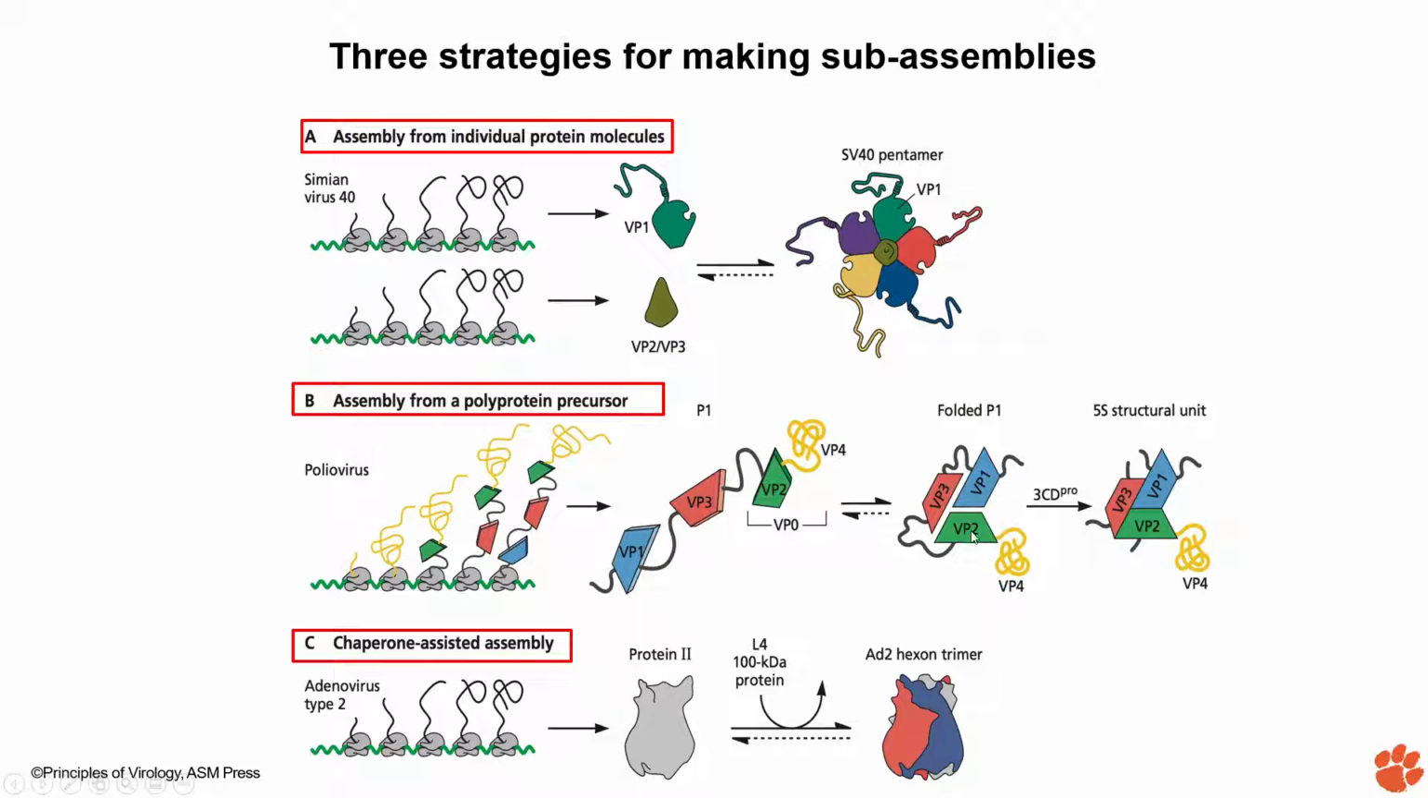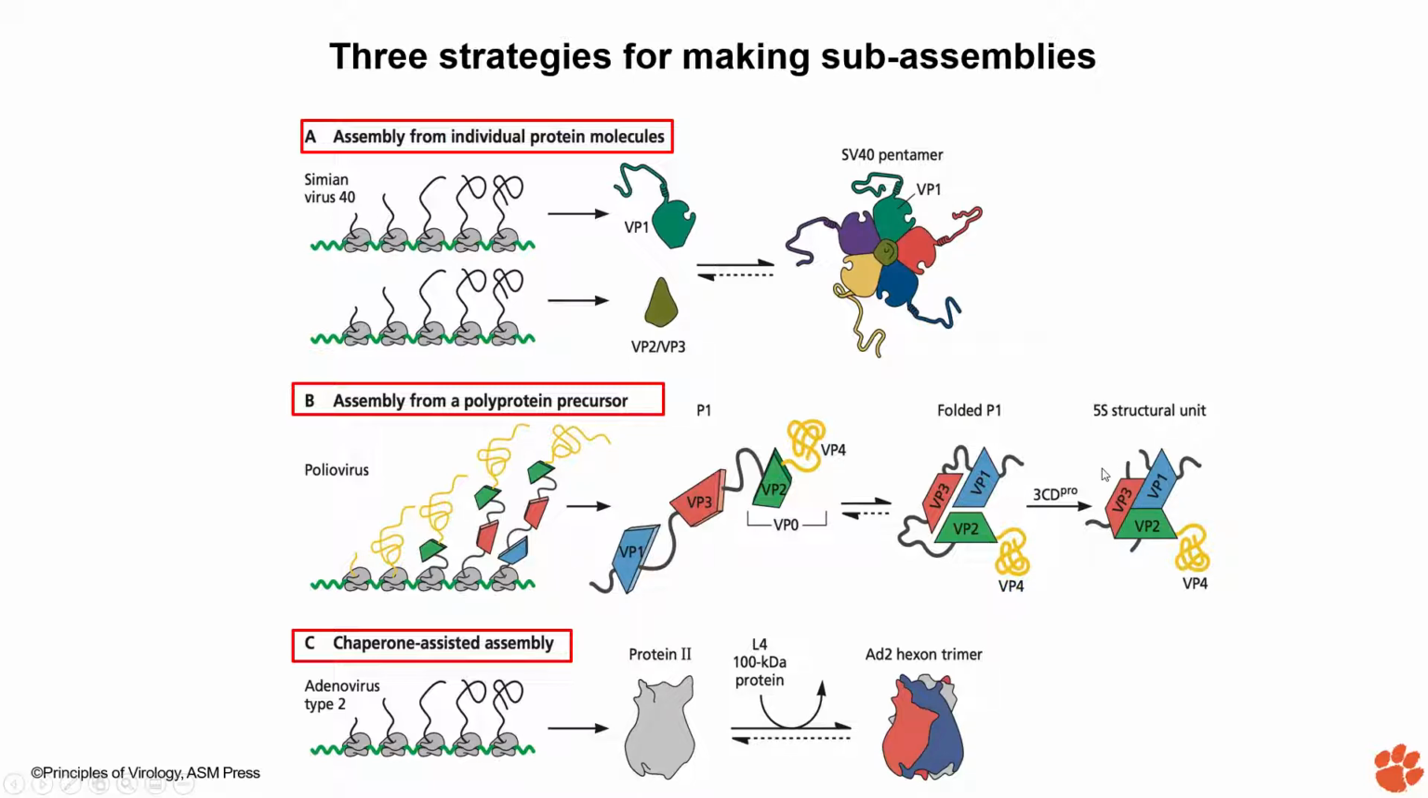And when VP1, 2, 3 form, if you just remember, they make these beta barrel jelly rolls. Once the beta barrel jelly rolls are formed, at that time the protease 3CD-Pro recognizes those specific structures. And you can see that VP1, 2, 3 were initially covalently linked, but they are chopped off. Now they are not covalently linked anymore, except for VP4. So this is the polyprotein precursor, and this will basically be the 5S structural unit.